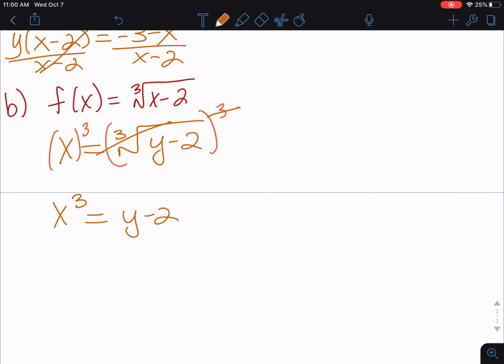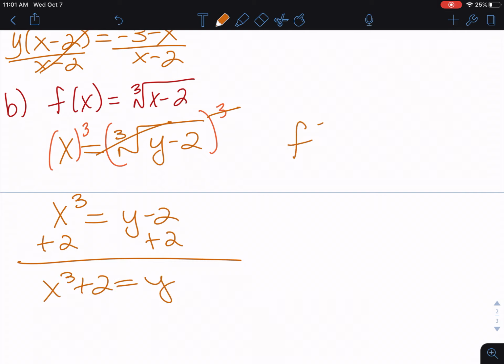Then I have just one step left to get y by itself by adding 2 to both sides. So this results in x cubed plus 2 equal to y. So my inverse of function f is equal to x cubed plus 2.